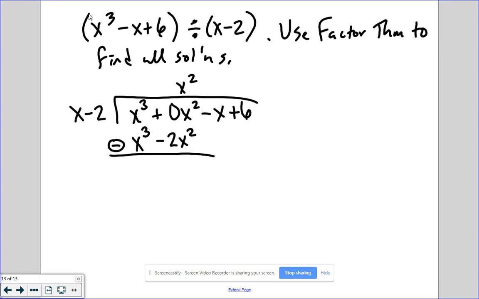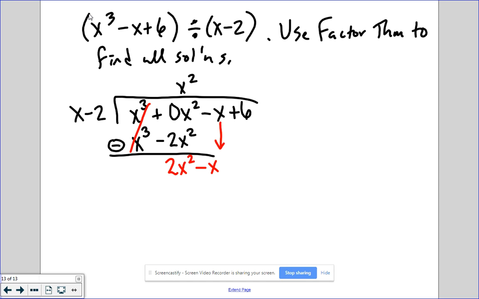The x cubeds will cancel each other out. 0 minus negative 2 becomes 2x squared, positive 2. Minus a negative becomes plus a positive. Okay? And then what do I do now? I have 2 terms out here, so to do division again, how many terms do I have to have on the bottom? 2. So I bring that down, and I start that process over again.